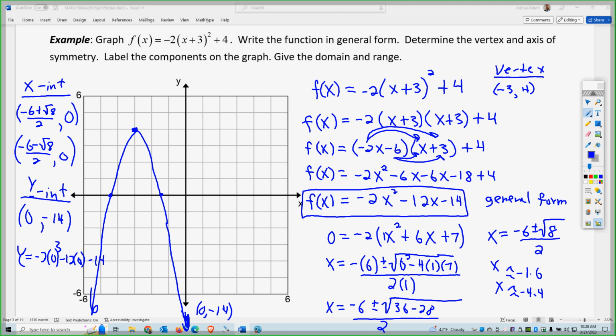All right, so we found the general form. We did that. Determined the vertex. We did that. The axis of symmetry. Okay, well that's just this line right here, which is the x value, right? So that's x equals negative 3. So the axis of symmetry or line of symmetry.